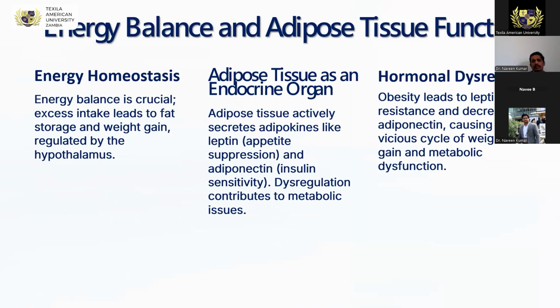So what happens if you look at the energy balance? Adipose tissues are the fat storage tissues. There are two types, white and brown adipose tissues. But energy homeostasis is very important. It is under the control of the hypothalamus.